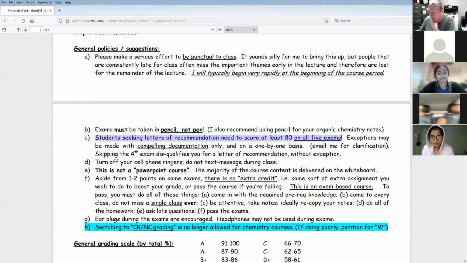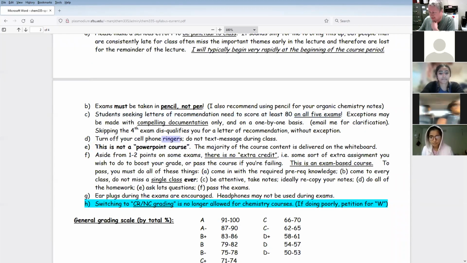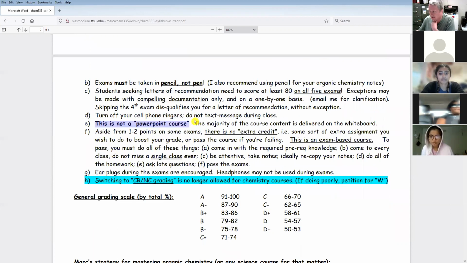Let's see. Cell phone ringers, you guys know about this. This isn't really a PowerPoint course. A little bit of it's in PowerPoint, though. The majority of this is really going to be on the whiteboard. And when we teach remote, I'll have a webcam and I'll draw chemical reactions and mechanisms and stuff. So it's going to be kind of like a virtual whiteboard, okay? But most of the course is really reactions and mechanisms and synthesis, and it's all going to be on the whiteboard. You all got to copy it down and study it.